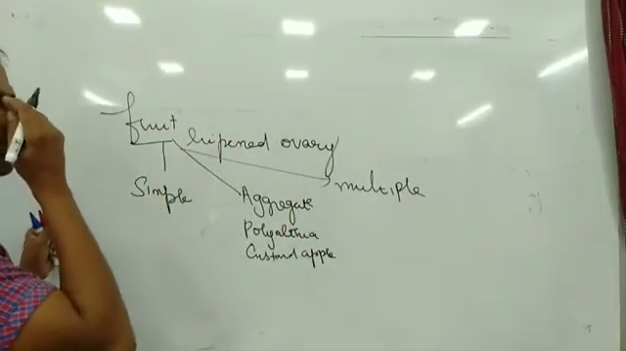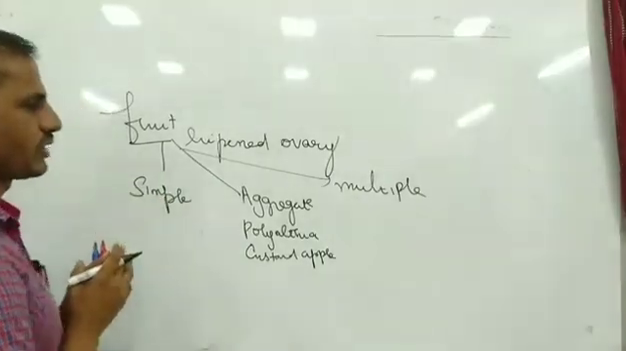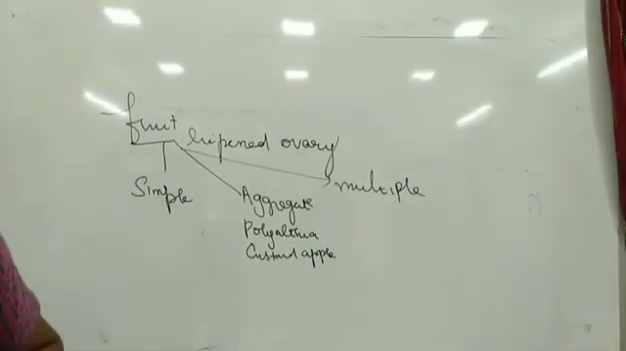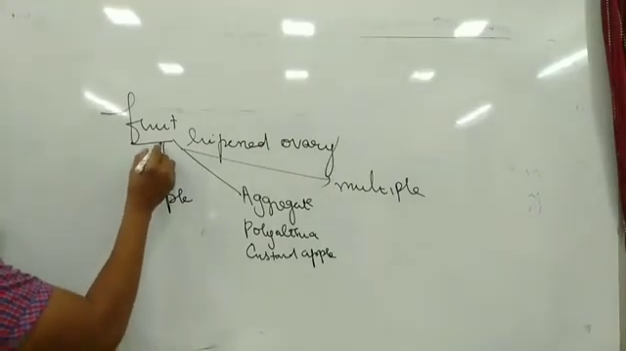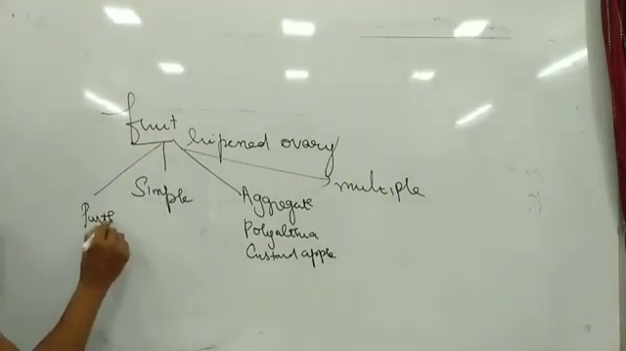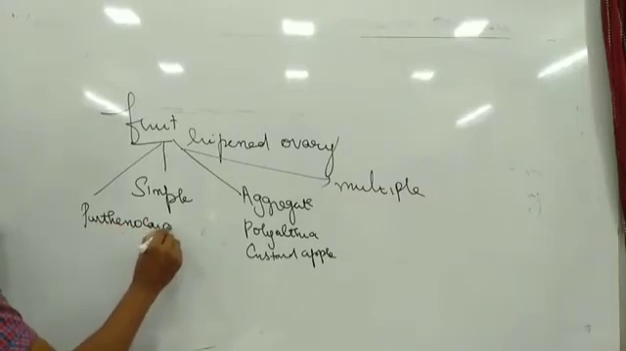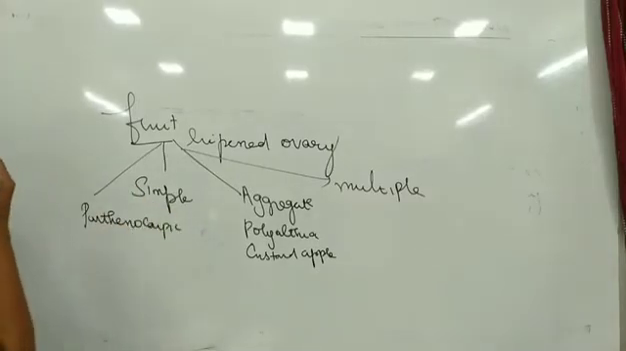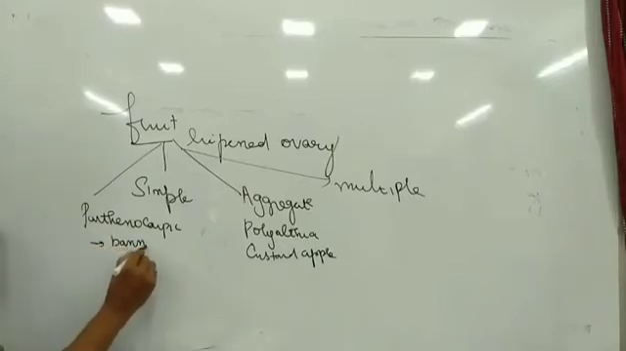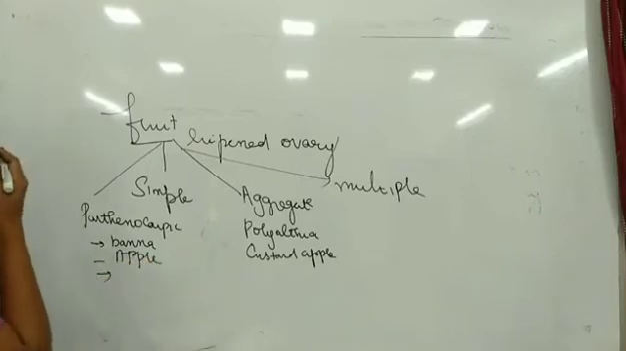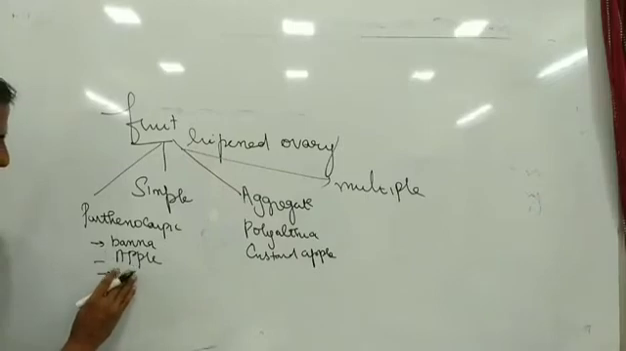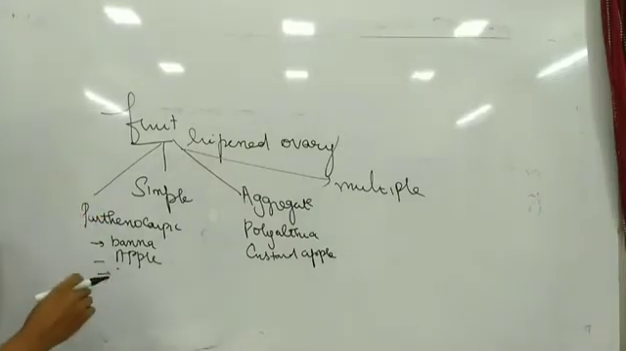Simple fruit is very common too. Then multiple forms of fruits. Further, one more thing is called parthenocarpic. These are called pseudo fruits or false fruits. This kind of fruit is very common in banana and apple. This kind of fruit is called parthenocarpic: without fertilization they can form a fruit.